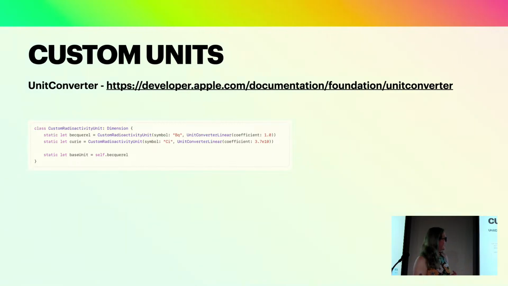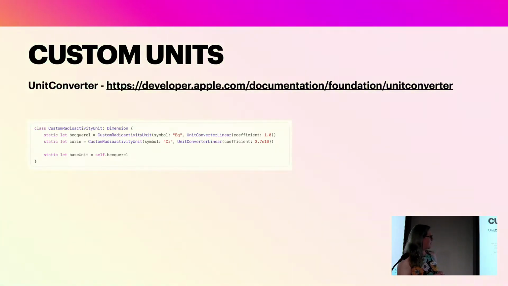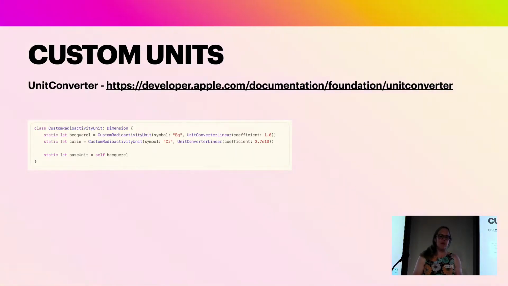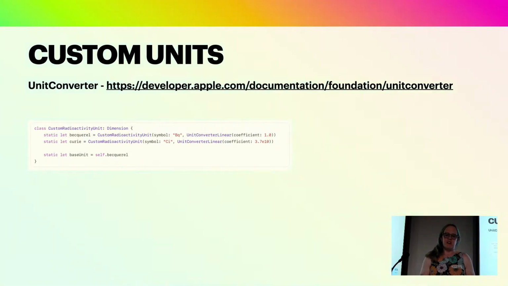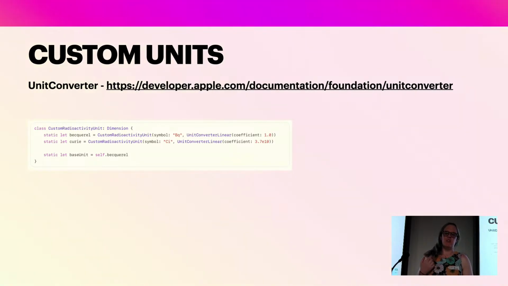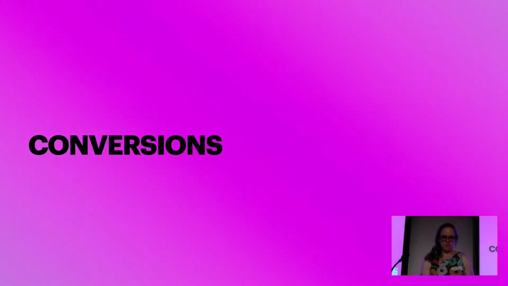So radioactivity, becquerel and curie, and you also have a base unit there. The base unit's there so you know how to do the conversions, and you've also got the unit conversion there. In this case it's linear, meaning you take whatever's the base unit and then you do a multiplication in order to get it to this other value.